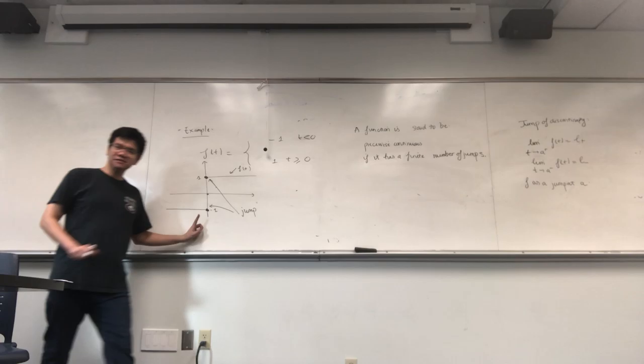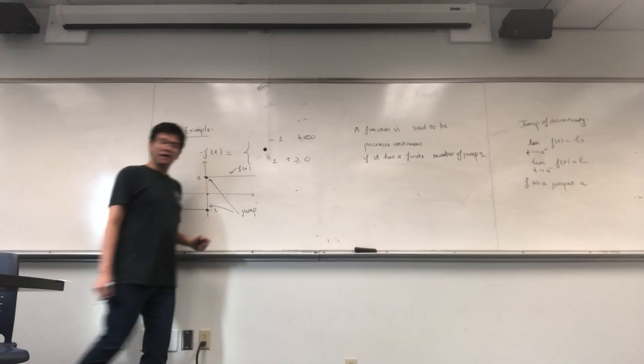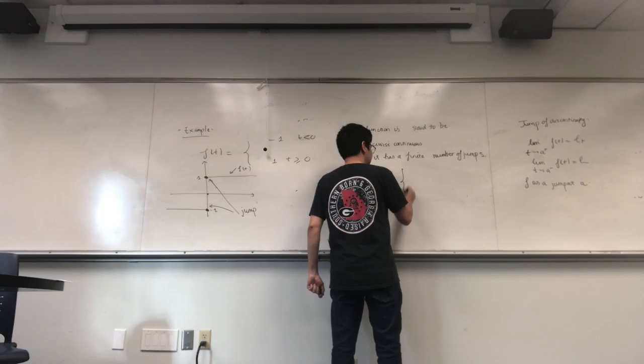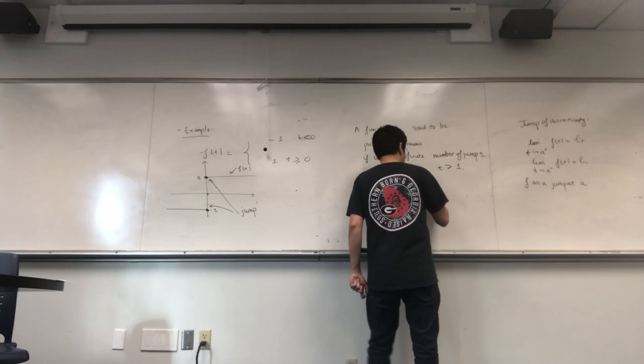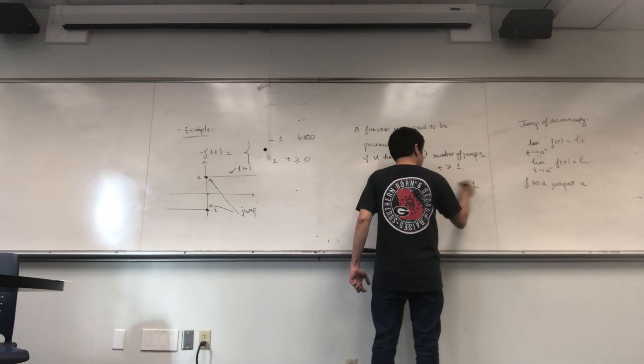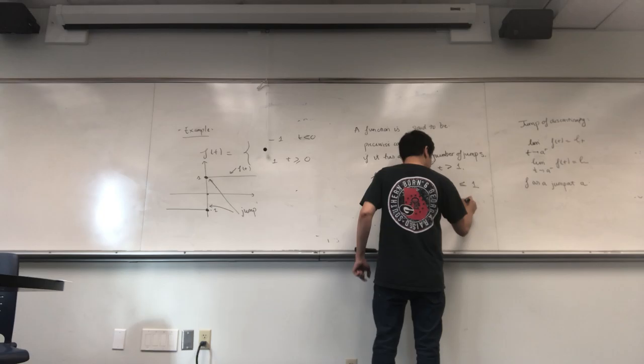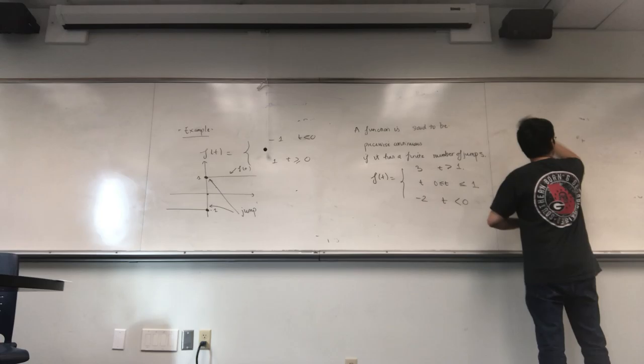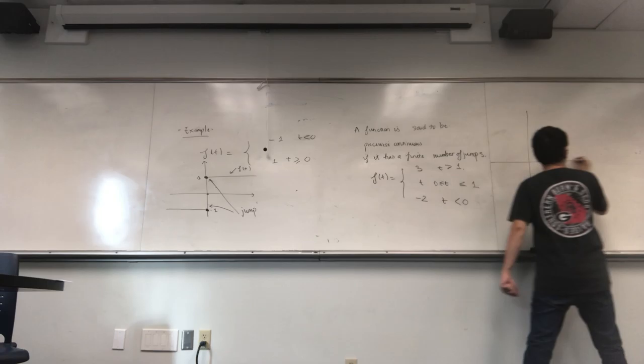All right. Another function is the following. So you have f(t) equal to 3 when t is bigger than 1, t when t is from 0 to 1, and minus 2 when t is smaller than 0. Right, so this is a piecewise continuous function.